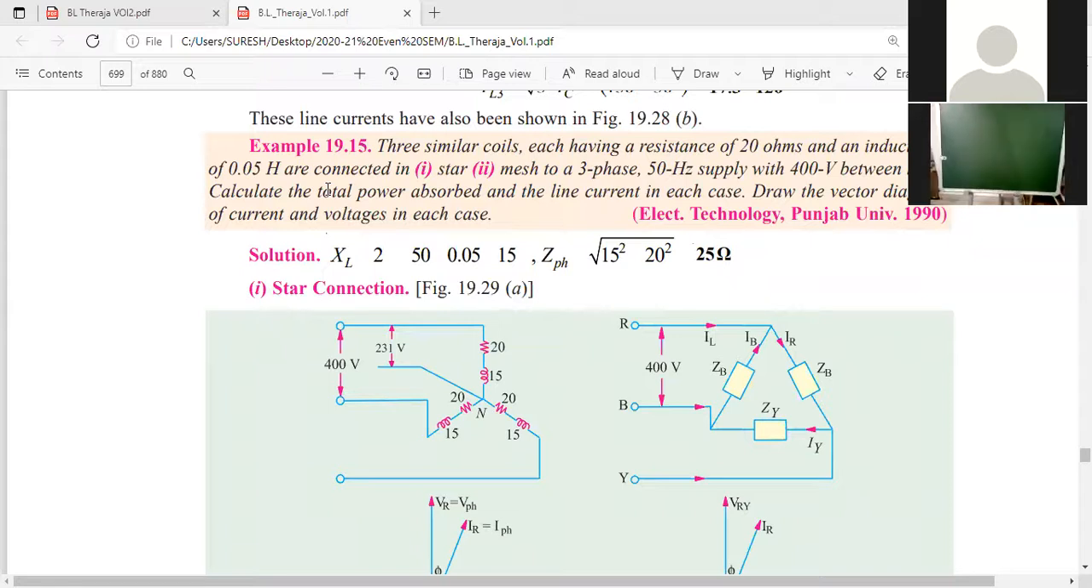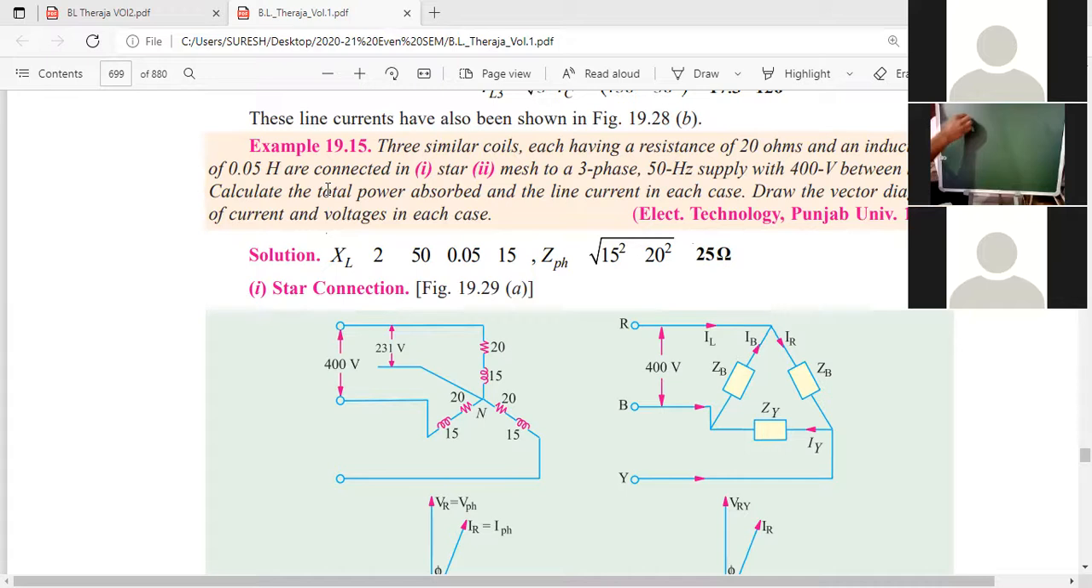I think the board is visible. Yes, sir. See here, they are asking two connections. One is star, another one is delta. This is 1, 2, 3. Three phases they are giving. R is 20 ohm they have given. Now inductance is 0.05 Henry. This is in ohm, so this inductance should also be in ohm.